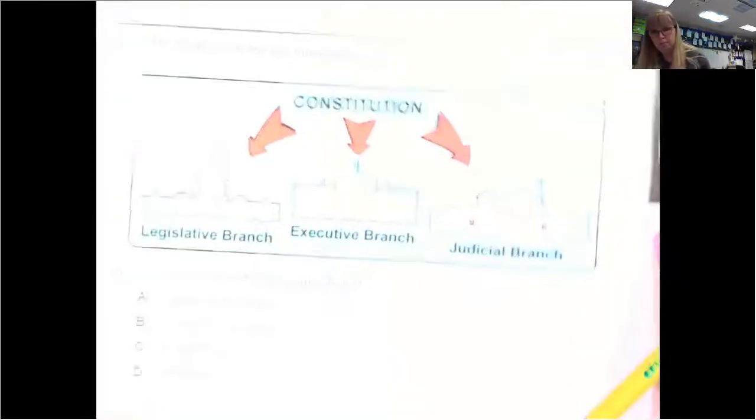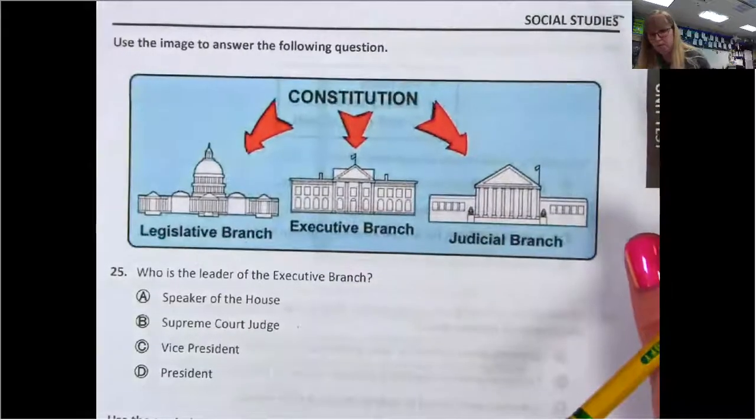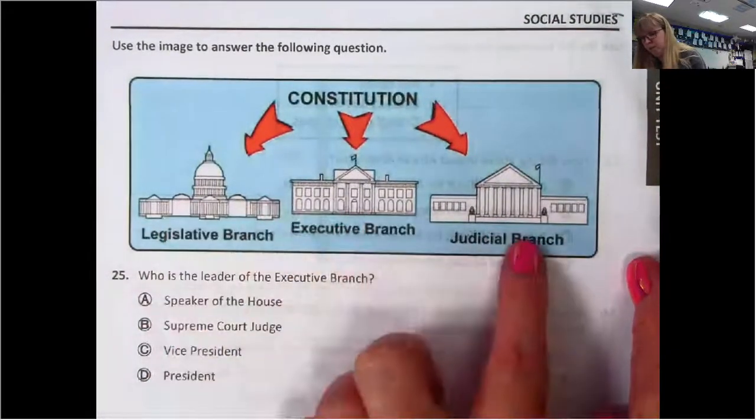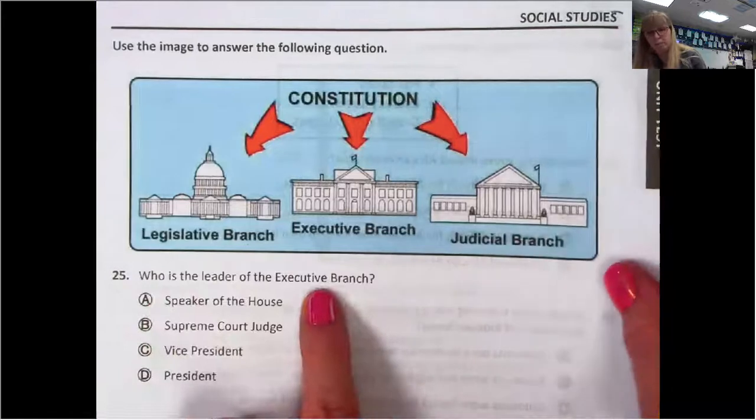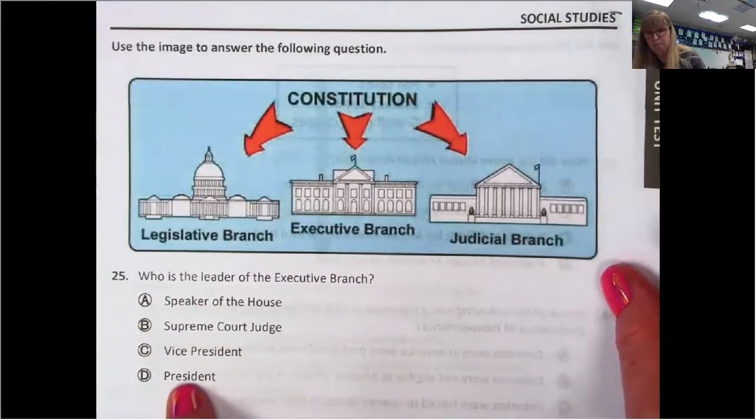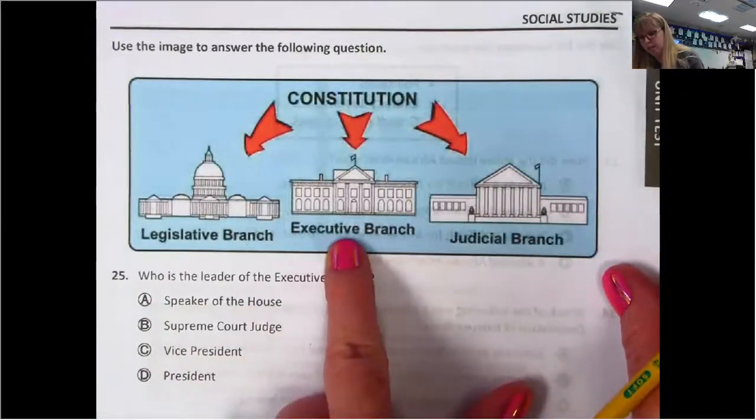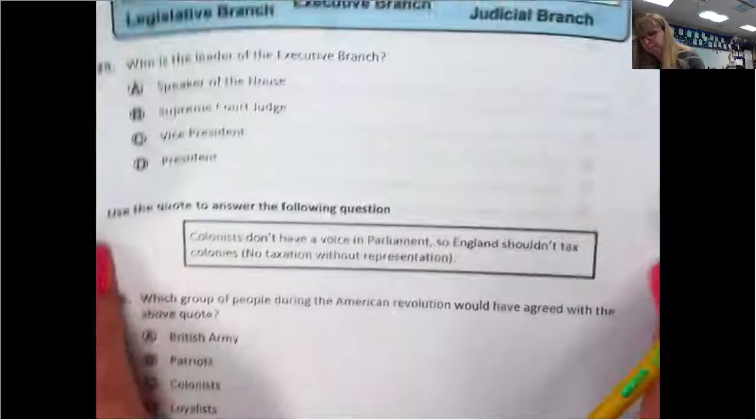2 more to go, my friends. 25. Legislative branch, executive branch, judicial branch. Who is the leader of the executive branch? That's the president. He's the CEO of our country, so to speak. The leader of the executive branch is the president.